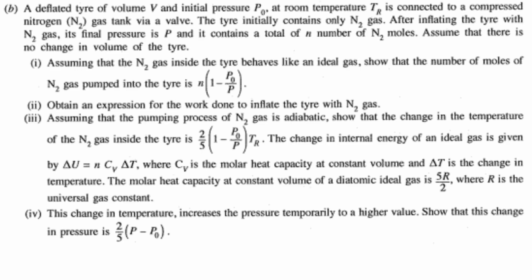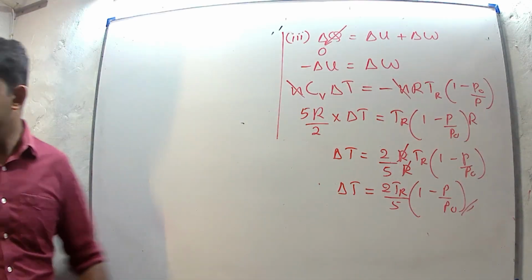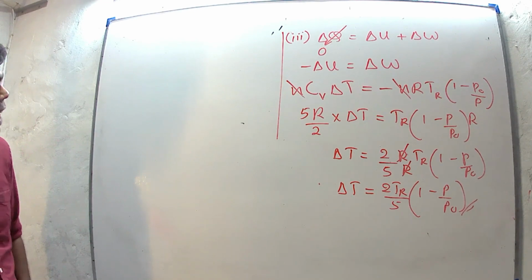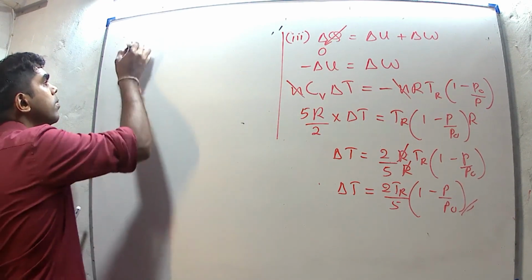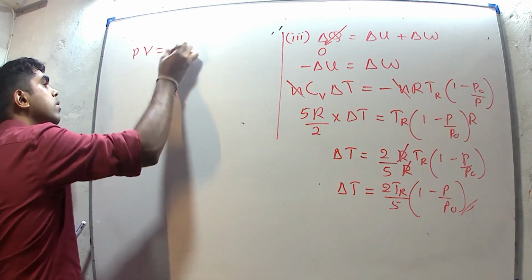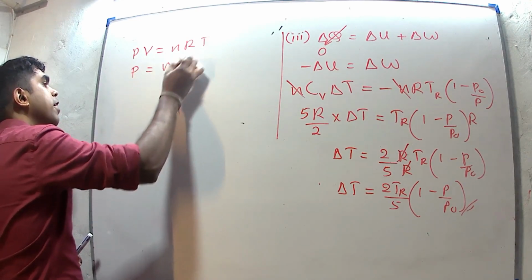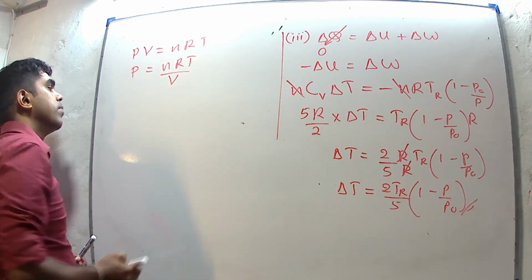Part 4. The change in temperature increases the pressure temporarily to a higher value, so that the change in pressure is 2 over 5 times P minus P naught. The change of pressure, according to PV equals nRT, we can subject pressure nRT divided by V.